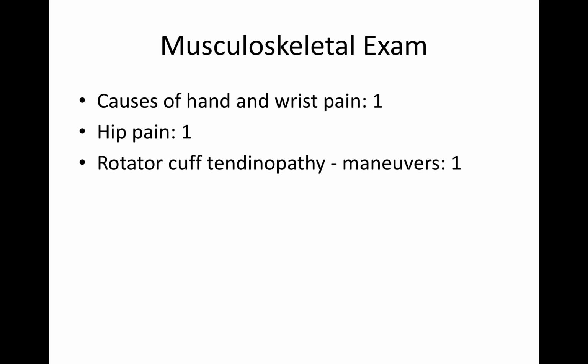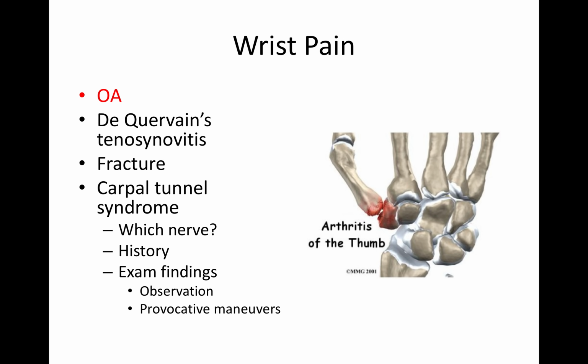Musculoskeletal exam. Okay, so we'll talk about these 3 things that are going to be on your exam. What causes hand and wrist pain, what causes hip pain, and some maneuvers to do to check for shoulder pain and rotator cuff tendinopathy. So let's start with osteoarthritis, pain at the base of the thumb. Very common. Please think about this. You're going to avoid a huge workup by recognizing this as a very common entity. This is the location in which it occurs.